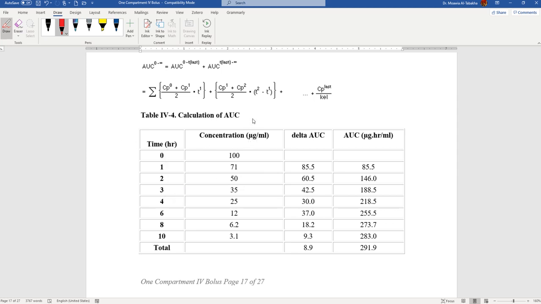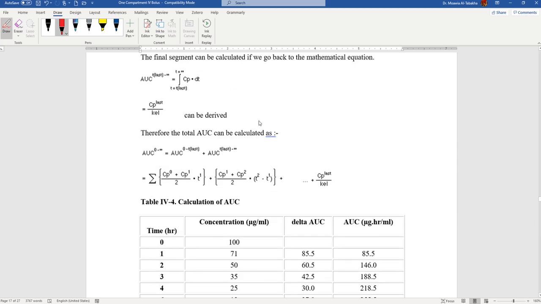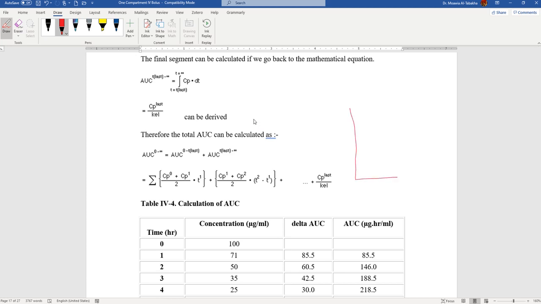Okay. Now you need to use the trapezoidal rule. Okay, trapezoidal rule اللي هو as I already described. تخيلوا, imagine that you have time بالhour والconcentration أو CP خلينا نحكي بالmicrogram per ml. Okay, and imagine it's something like that. وهنا here we have 100. Okay, I'm just drawing for you to imagine the situation. Okay, so at 1 hour it's 71, at 2 hours it's 50, etc.